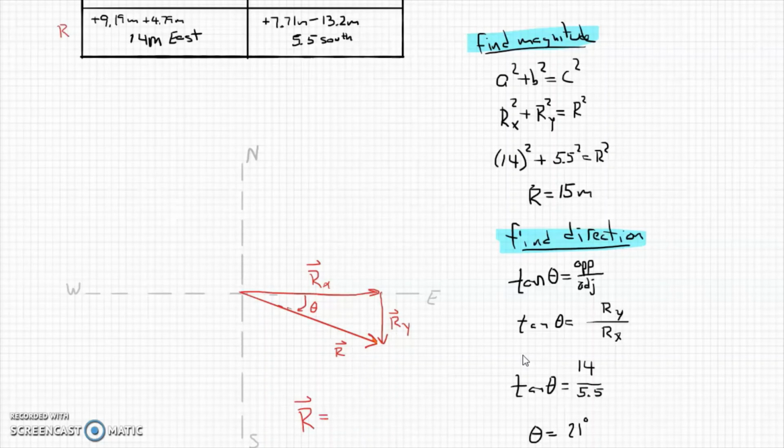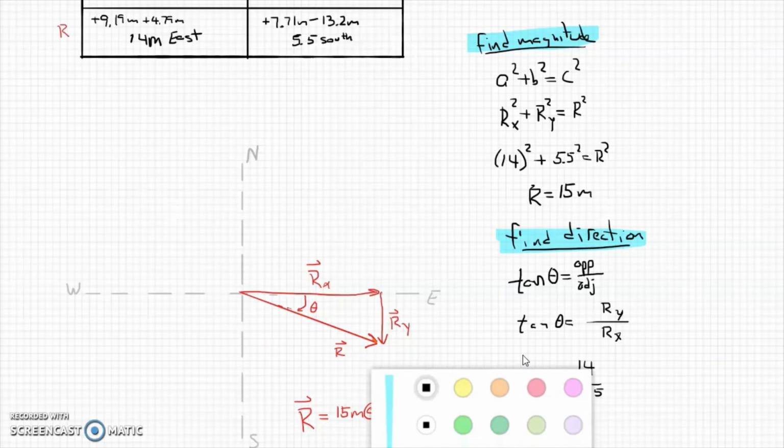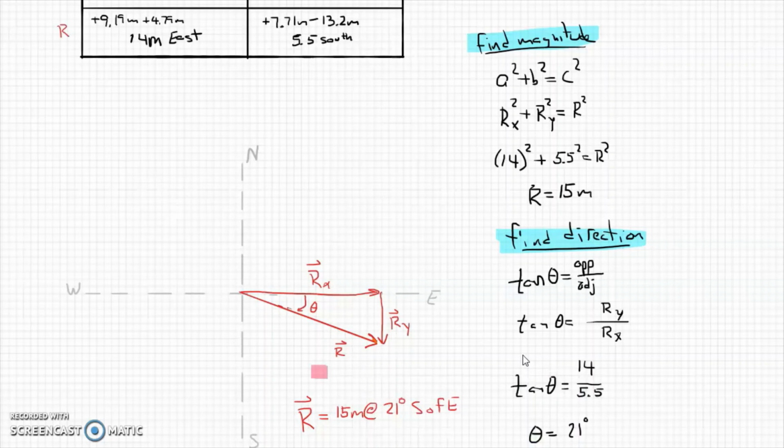the vector addition of these two vectors is going to be 15 meters. That is the magnitude, and it's at a direction of 21 degrees south of east. So copying this up here. Oh, that's not what I meant to do. How about we highlight that? Highlight my answer.